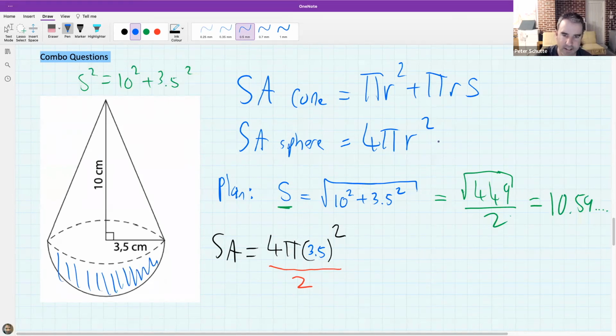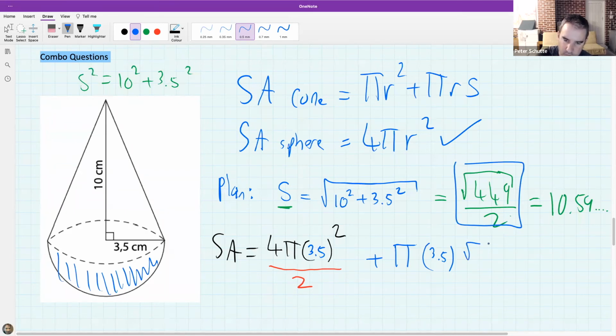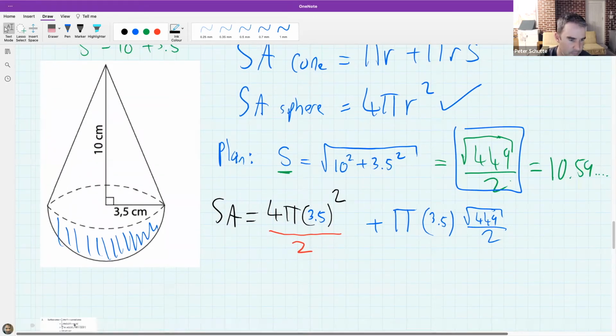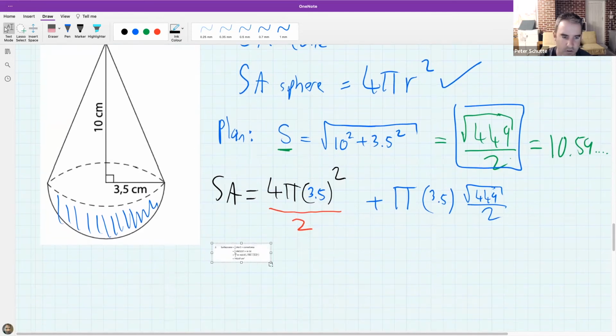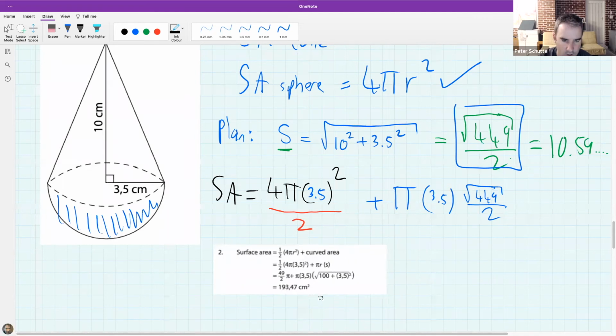Now, in order to get, that's this bit up here. But because we want the pi r s part, we go pi, the r is still going to be 3.5, and then the s is going to be this bit here, or what I said was. So let's see what I get for my, well, in fact, I've got the final answer below here, so let me pull that up. I'll save some time. Keep those answers coming, everyone.